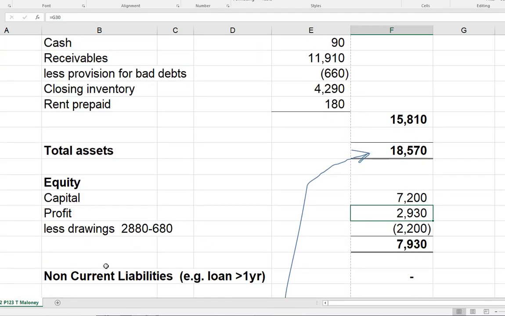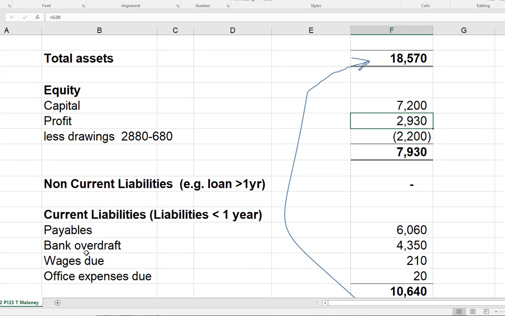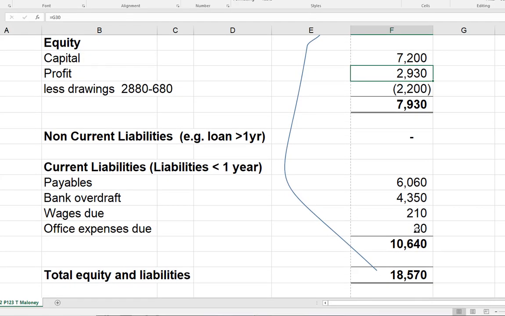And then we add any current, non-current liabilities. There's no loans, but we do have current liabilities. Payables, bank overdraft, and we find them on the credit side. There's the payables and the bank overdraft, 4,350, and then anything due, wages and office expenses. And they add up to 10,640. Our equity is 7,930. So the total of that is 18,570.